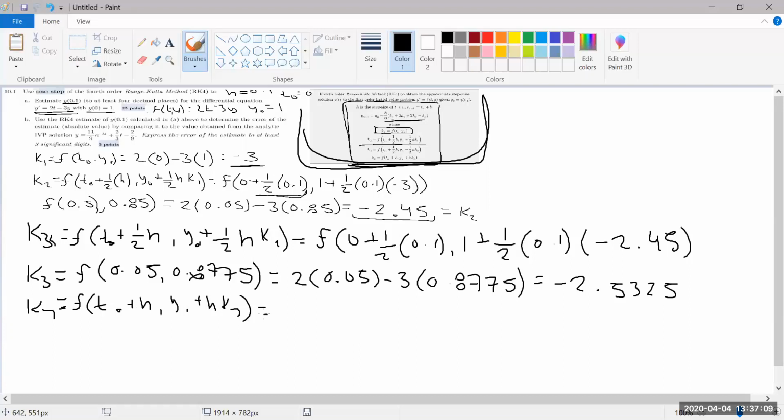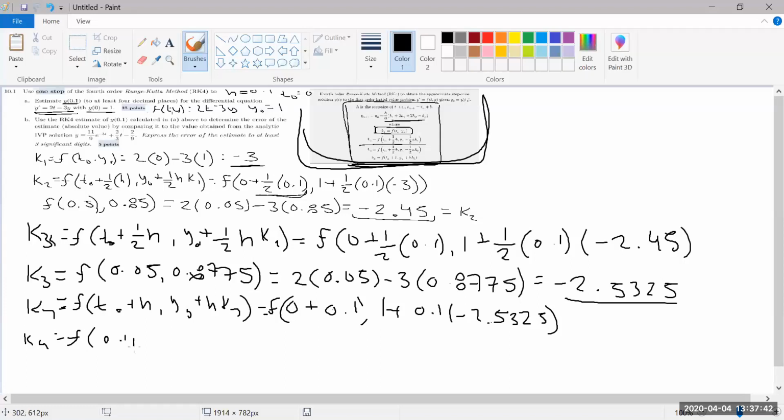Okay, so we have our t0 is still 0. We have our function evaluated: 0 plus 0.1 for our h, comma, our y0 is 1 plus 0.01 times our k3, which is this number, so our negative 2.5325. Okay, and you should get these numbers.